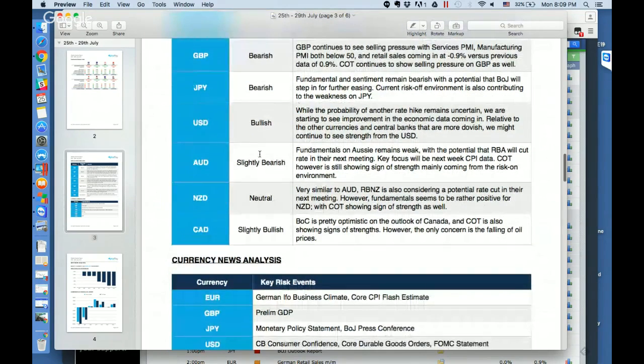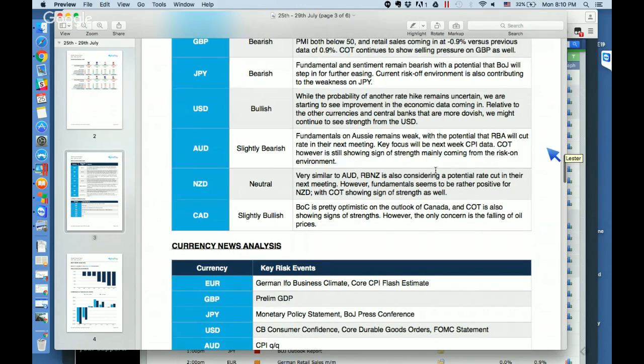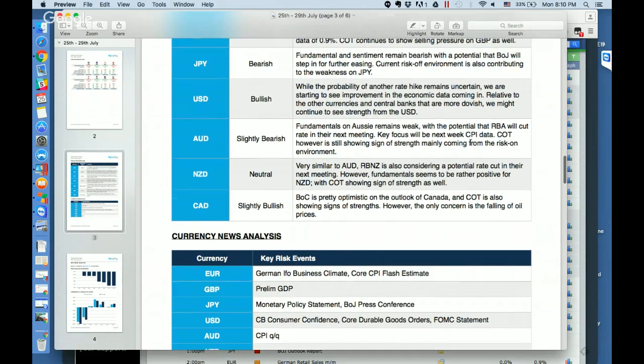Aussie, we are slightly bearish because of the fundamentals, and what we are looking at this week is on Wednesday, the CPI data. Okay, but I said here that COT, however, is showing signs of strength. This is still because it's a risk-on environment, all right? So we might still see traders piling on to long positions. But if negative data comes in on Wednesday, then it might just switch like this. That means people might close their long positions, and this might add to bearish momentum for Aussie. So you need to keep note of Wednesday itself.